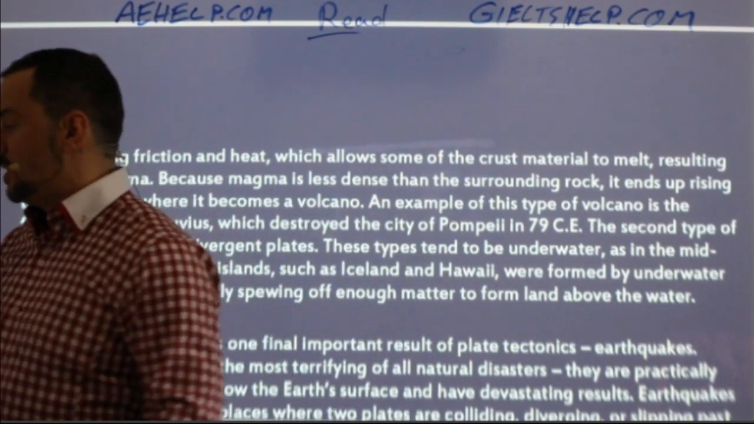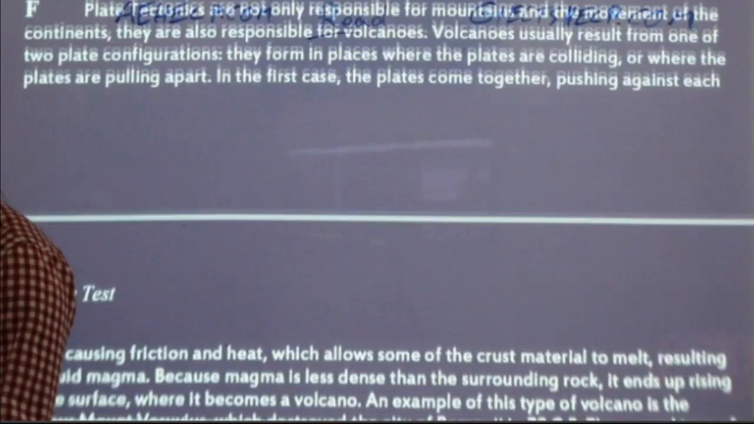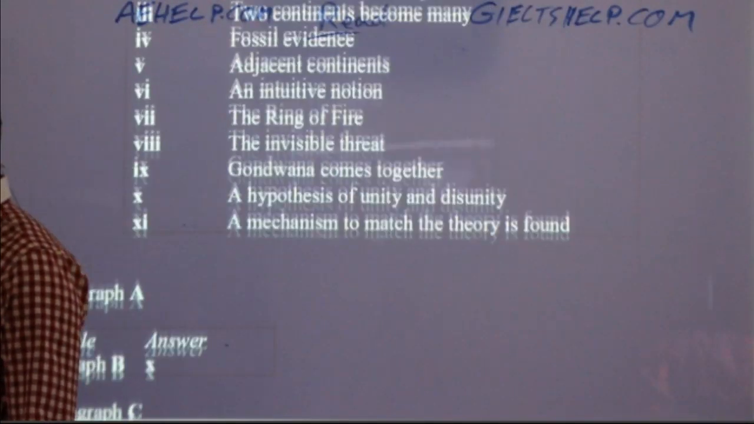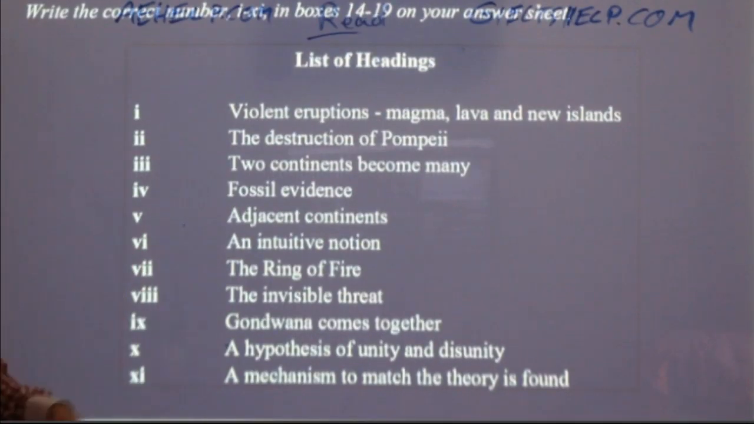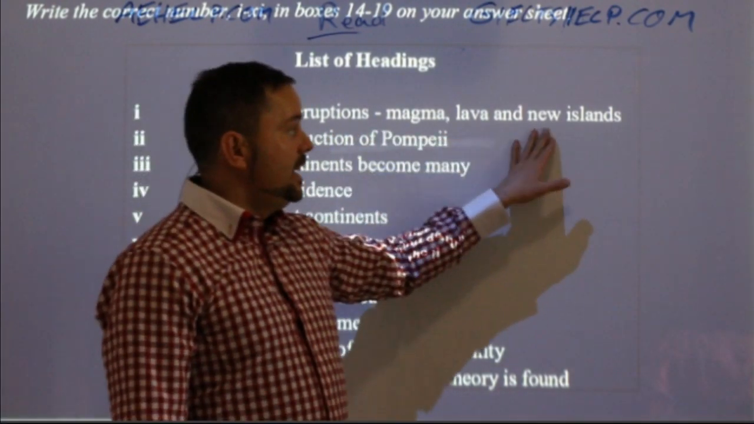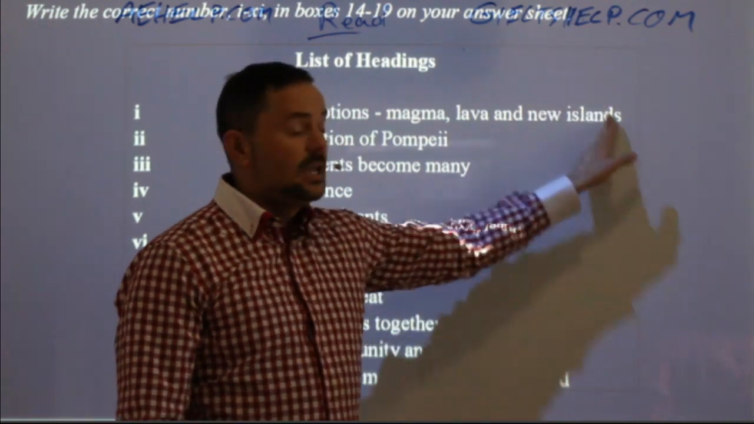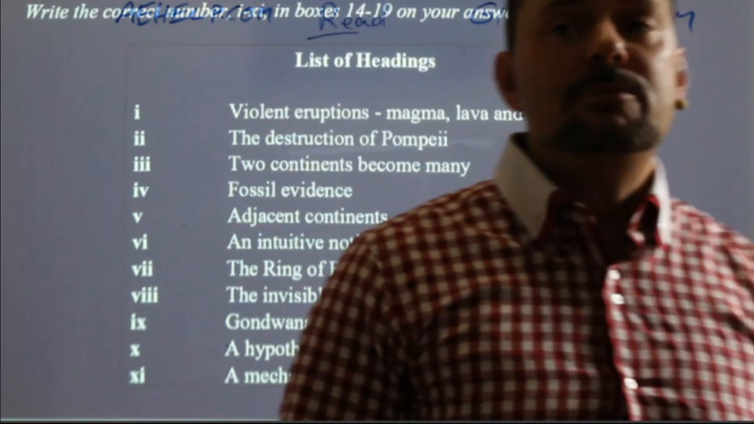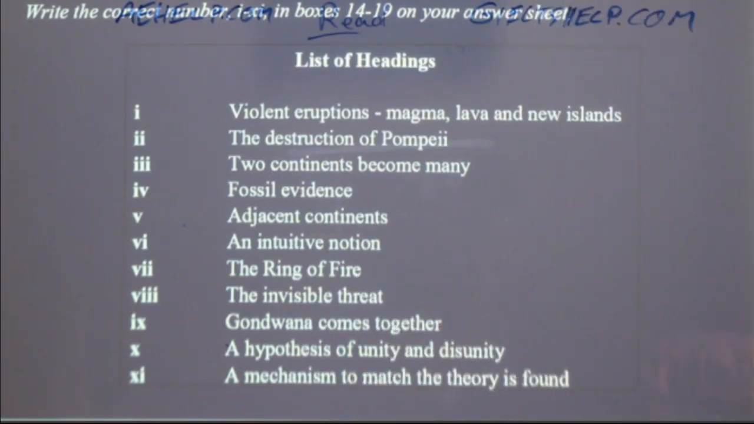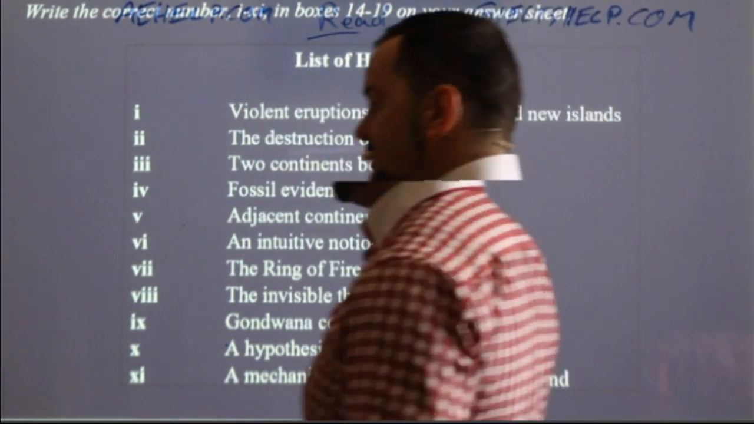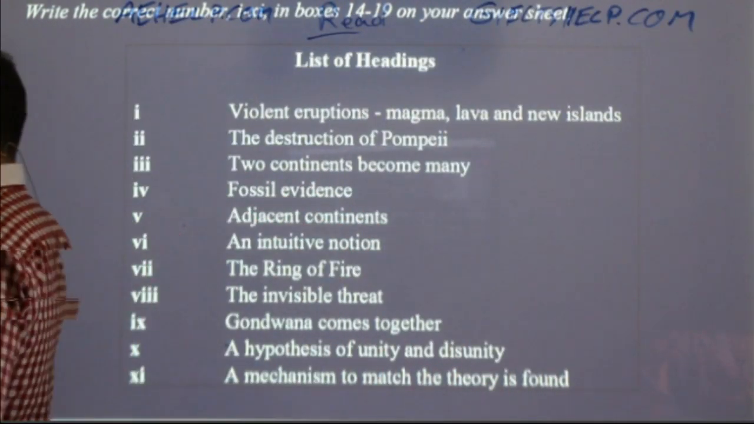It's a trap question. The correct answer is number one. It's about volcanoes. And what is a volcano? A volcano is violent eruptions, magma, lava, and new islands like Hawaii and Iceland. Okay? That's right. Pompeii is just an example. It's not the subject of the paragraph. So you have to be very careful with these, okay?